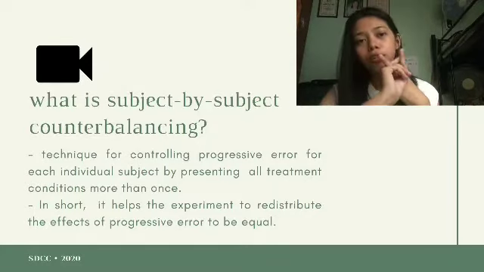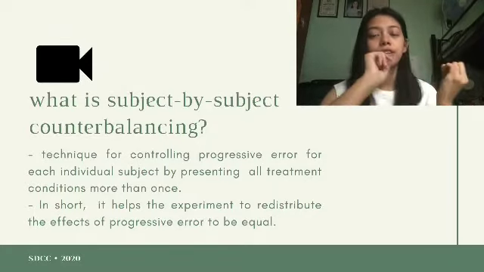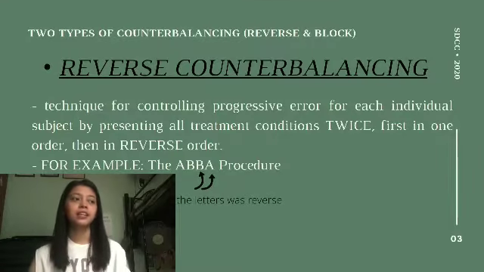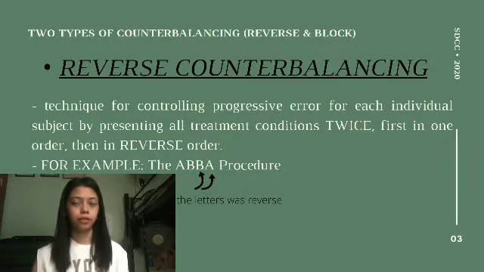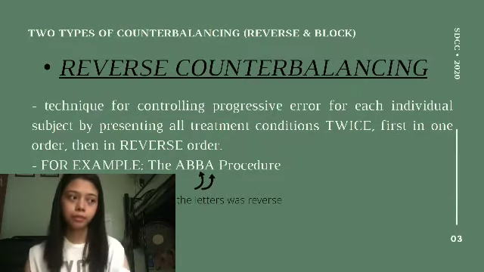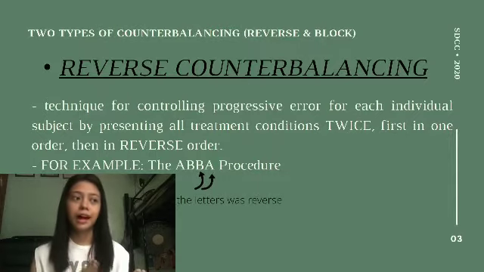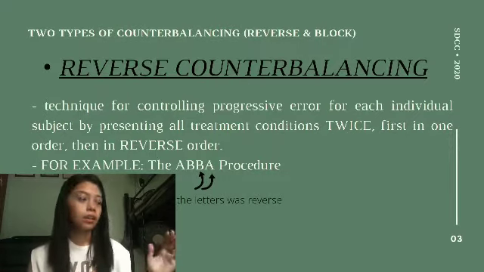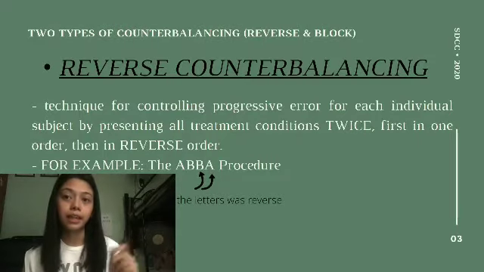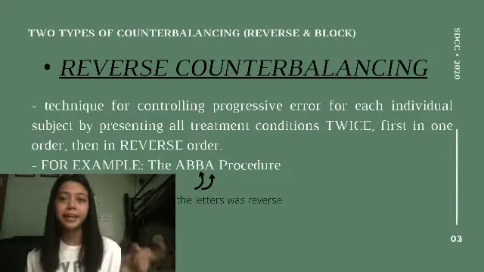There are two types of subject-by-subject counterbalancing: reverse counterbalancing and block counterbalancing. Reverse counterbalancing is a technique for controlling progressive error for each individual subject by presenting all conditions twice, first in order and then in reverse order. By the word itself, reverse, you reverse it. For example, we will use the ABBA procedure in this lesson. A, B, and after that, you reverse it. So it becomes B, A. So it equals A, B, B, A.